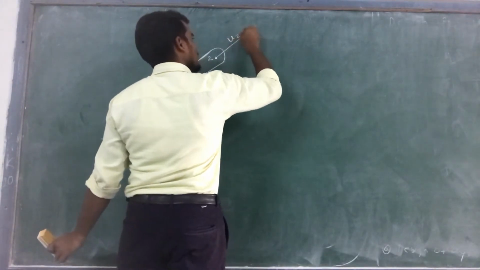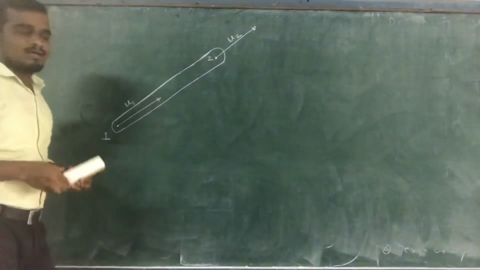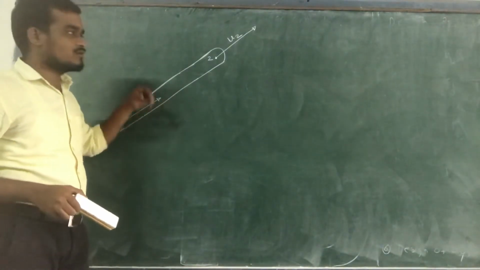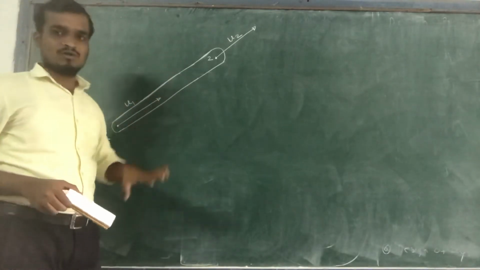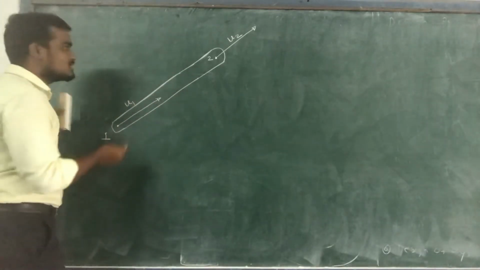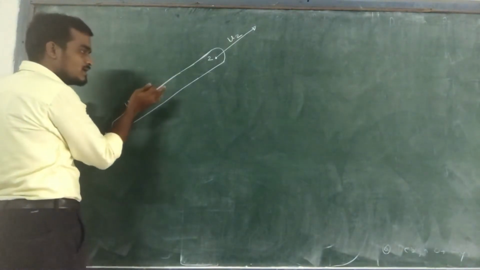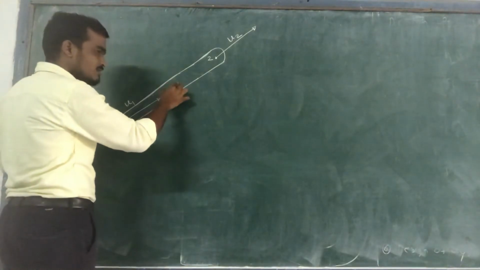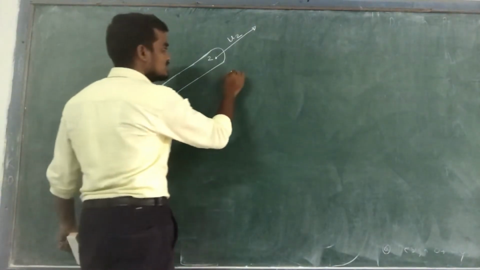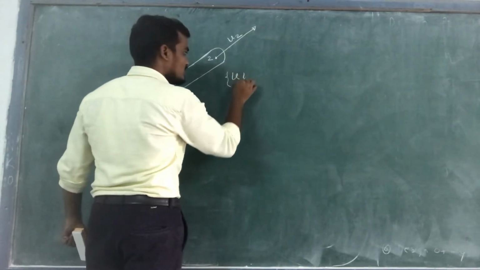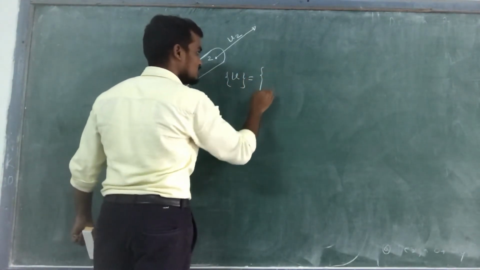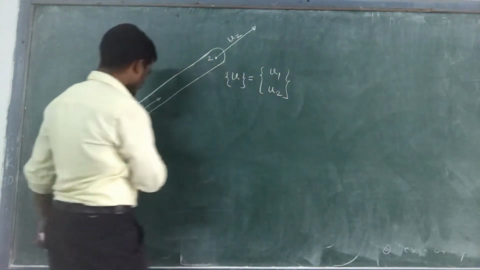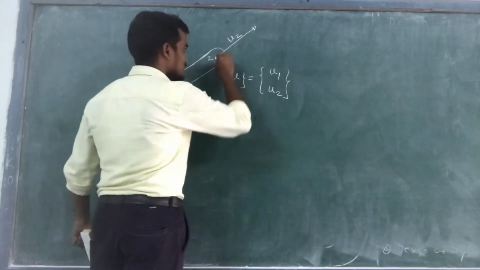This is your U. But as we know, the axial direction for every member is different. So we need to convert this system into the global coordinate system. First, from this figure we can write the nodal variable vector for this element. U is the nodal variable vector, which can be written as U1, U2. For the first node U1 is the displacement, for the second node U2 is the displacement.